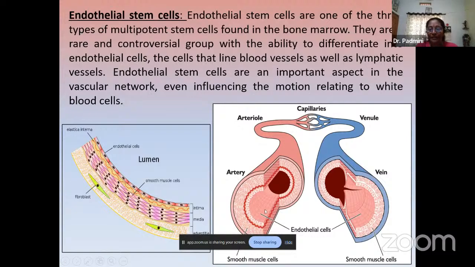So these are the stem cells, the endothelial cells, the smooth muscles, and the outer covering of these arteries and veins. And this is the histological section where you can easily find the fibroblasts, the adventitia cells, the media cells with the smooth muscles, and the intima consisting of the endothelial cells. So these stem cells are an important aspect of the vascular network, that is the blood vessel network, and even influence the movement of the white blood cells. How the white blood cell movement occurs is all because of the endothelial stem cells.